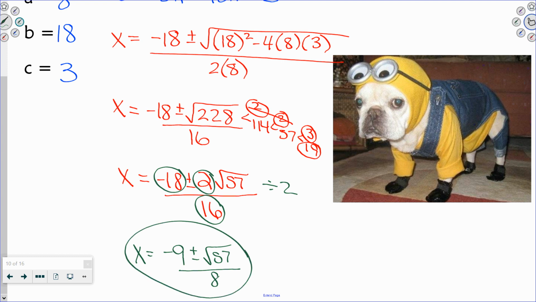So this problem, could I have factored it from the start? If that's the kind of answer I get, would I have been able to factor this? No. I got an ugly radical. We never factor and get a radical for an answer, right?